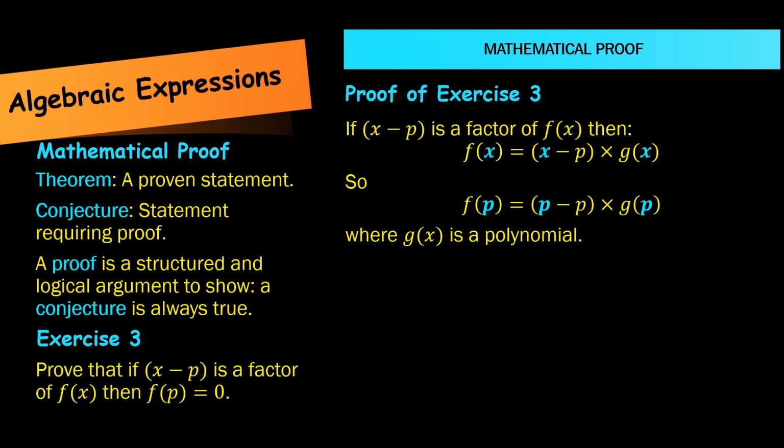So here's x equals p plugged in. Therefore, f of p equals 0 times g of p, which equals 0 as required.